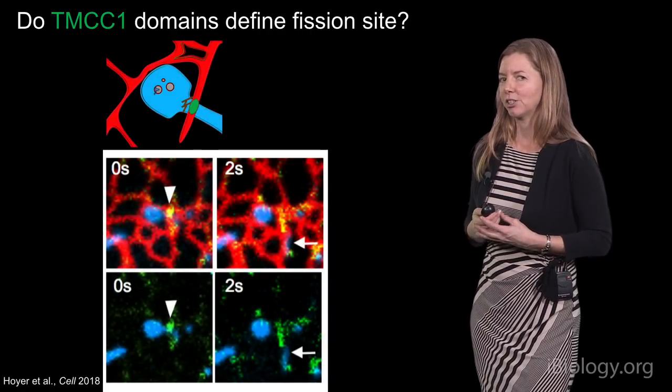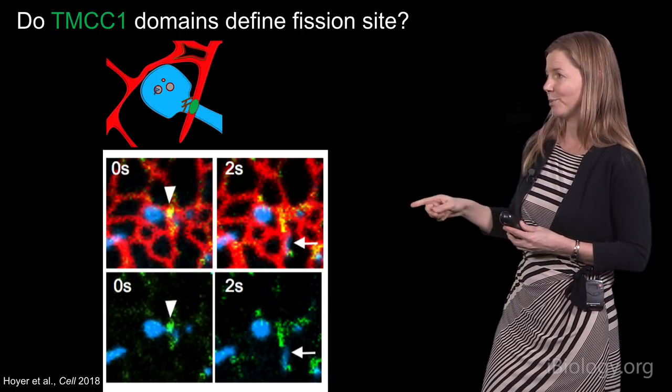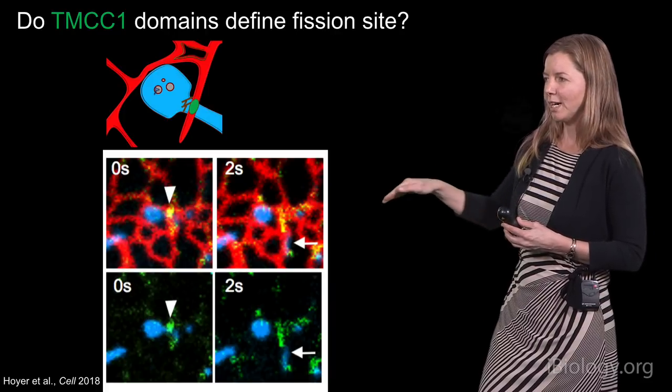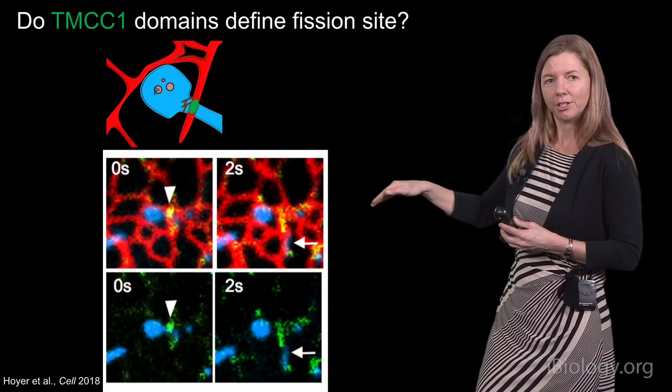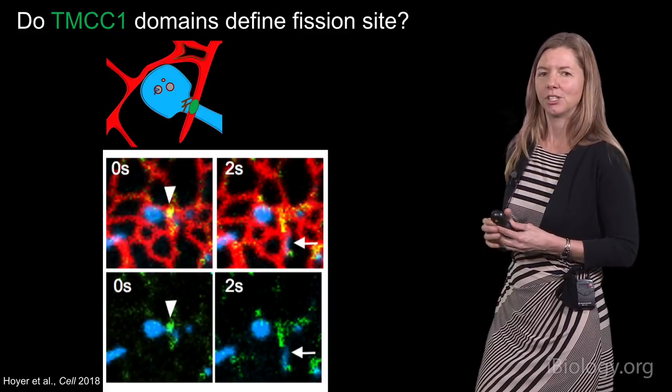And this is what the actual images look like. So now we have a general ER protein here on the tubular network in red. The endosome, we take a snapshot, right, the final snapshot before it undergoes fission. You see it has a bud. At 2 seconds, fission has occurred.